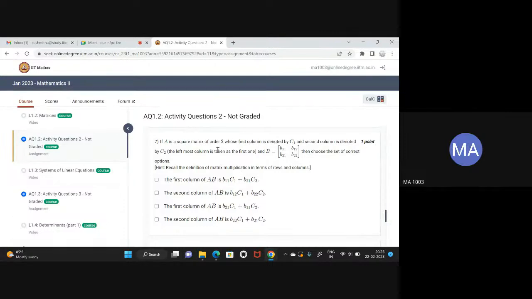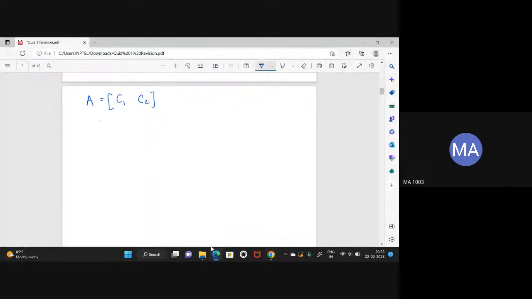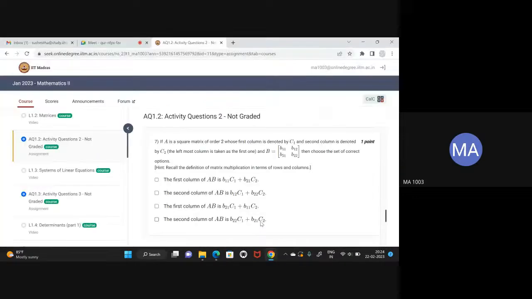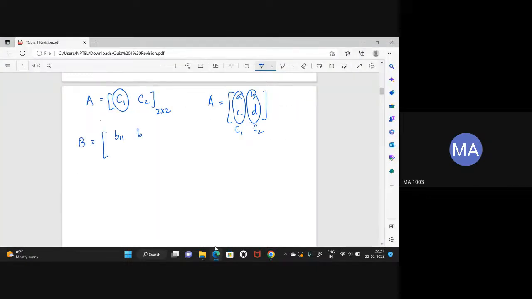So here A is a square matrix of order 2 whose first column is denoted by C1 and second column is denoted by C2. So I have a 2 cross 2 matrix. What can you tell about C1? C1 is one vector, C2 is another vector. How many components will C1 have? Two. Yeah, so this is the first column. This is going to have two components. Say A is going to be like A, B, C, D. So A, C is C1 and B, D is C2. And then what is given? B is given. B is B11, B12, B21, B22.